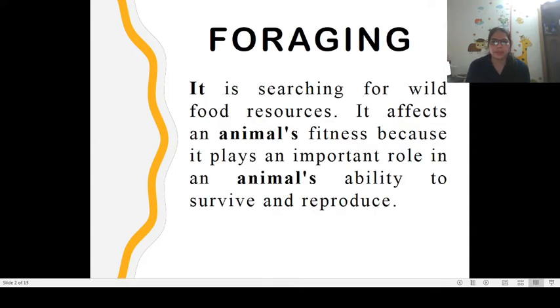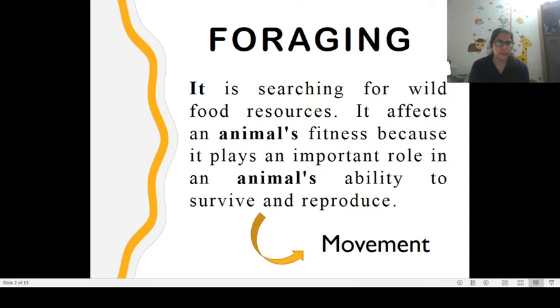In simple terms, foraging is the searching by animals for wild food resources. It affects an animal's fitness because it plays an important role in an animal's ability to survive and reproduce. It results in animals' movement in search of food resources. This movement ends when they encounter the food resources of their choice.